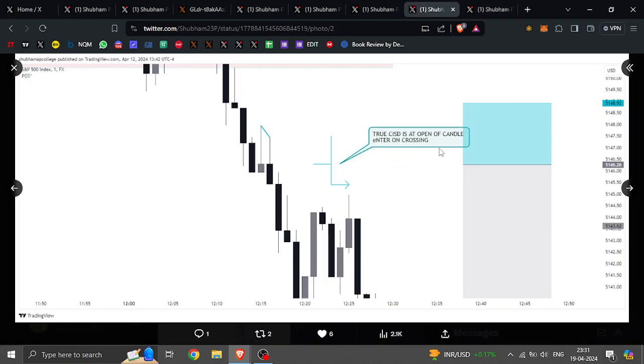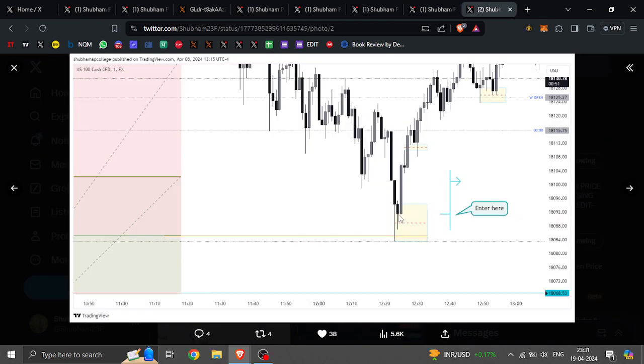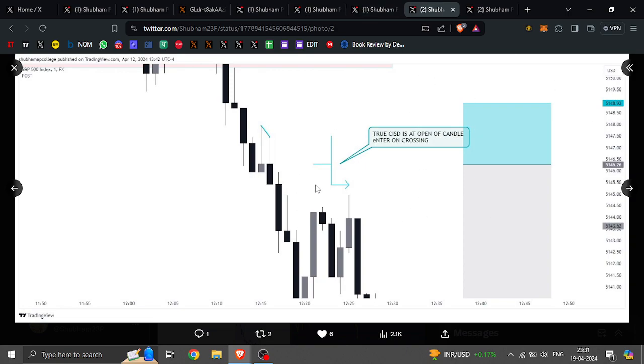Second last example, yes, in this trade I have also showed you True CISD is at the open of the candle, enter on crossing. So I think it might be clear here. See, this candle is an open, high, low. When this candle crosses the opening price in real time and is sustaining here for 2 to 3 seconds below the opening price, I will enter short, stop loss above this high and target my final target. Similarly here, this example is quite irrelevant, we will leave it. Right. So these were the main examples which I had to share with you.